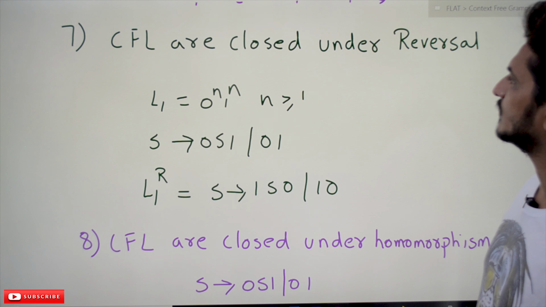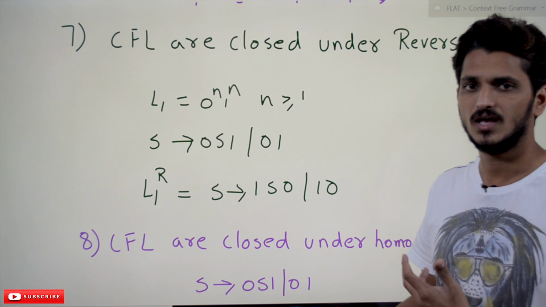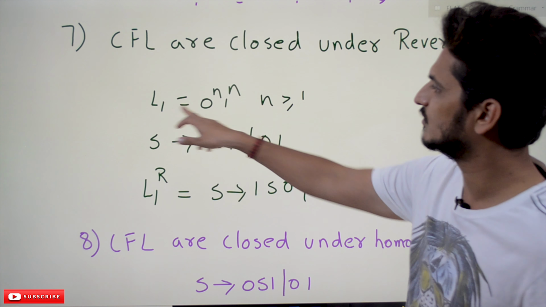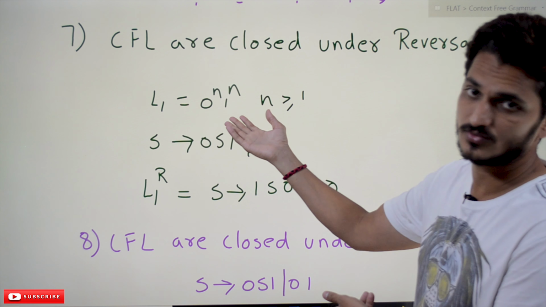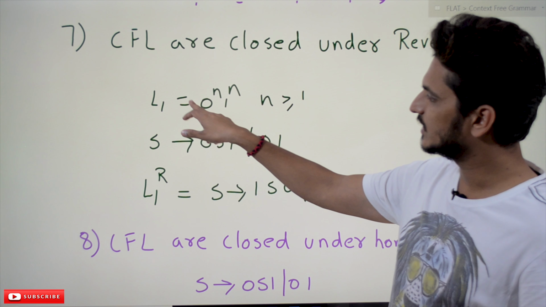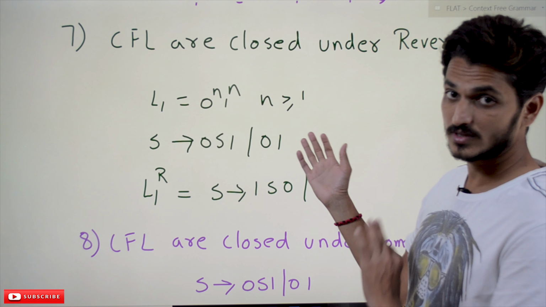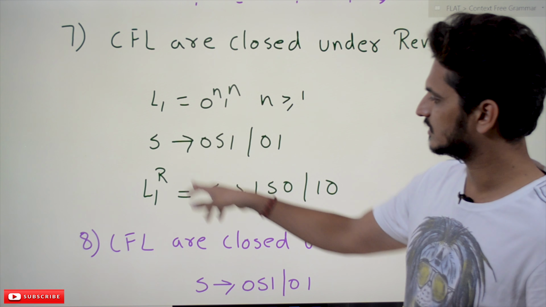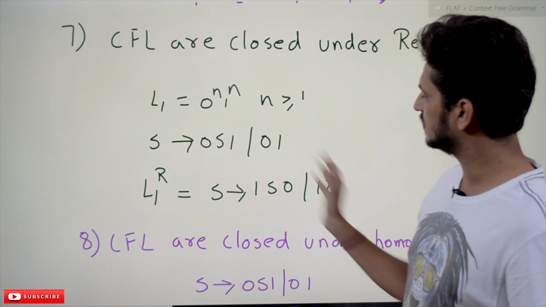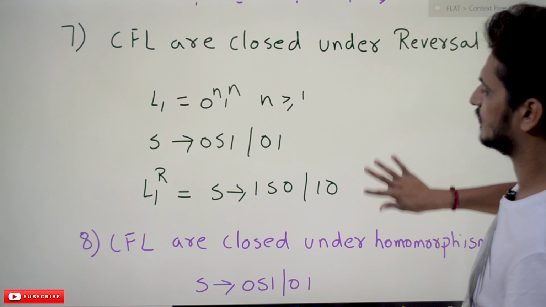Next one is context-free languages are closed under reversal. What's the meaning of reversal? It means the reverse of a language. We already did this in our previous classes. L1 is equal to 0 power n, 1 power n. This is a context-free language. Reverse of a language means write it from this side. If you take the context-free grammar for this language, S tends to 0 S 1 or 0 1. Then the reverse of the language L1 R can be written by reversing the productions: S tends to 1 S 0 or 1 0. Yes, you will get the reverse of the language. So that's why it is closed under reversal also.